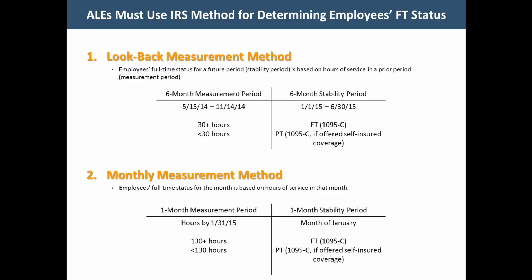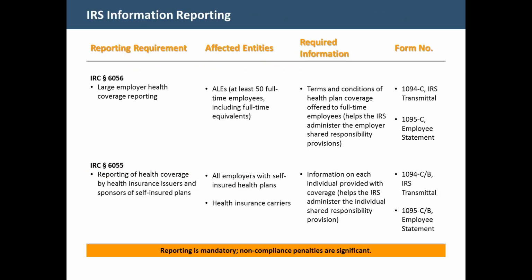Under the monthly method, an employee's full-time status for the month is based on the hours that they worked in that month. So if they averaged 130 plus hours in the month of January 2015, they're considered full-time for the month of January 2015 and will be reflected accordingly on the 1095-C. If they average less than 130 hours, they would be considered part-time. So those are the two IRS measurement methods.